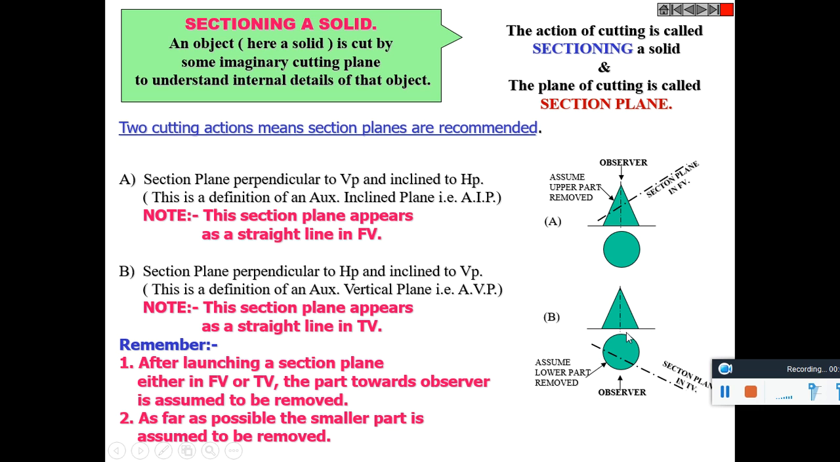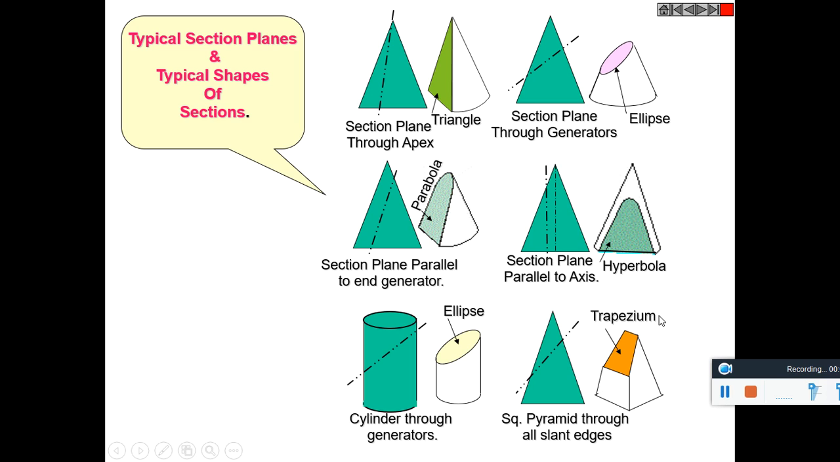In the case of figure B, it is sectioned like this. So the smaller portion is removed. If you want to see the section portion, it is shown in the front view, and we get its side view. We have to draw the side view to get the details.